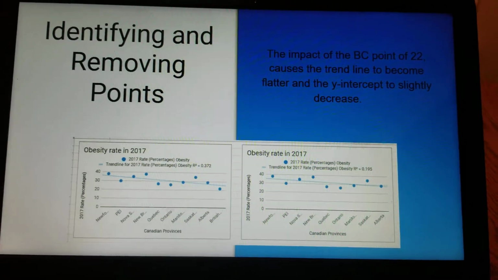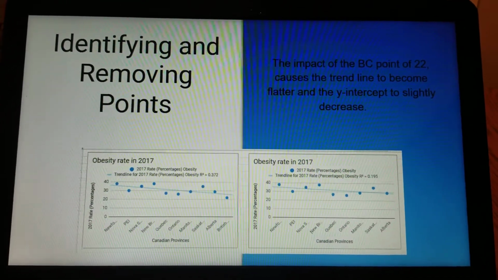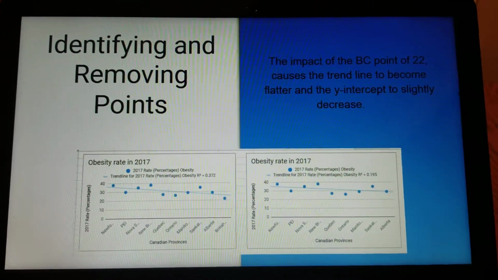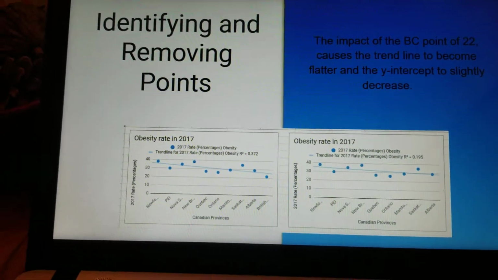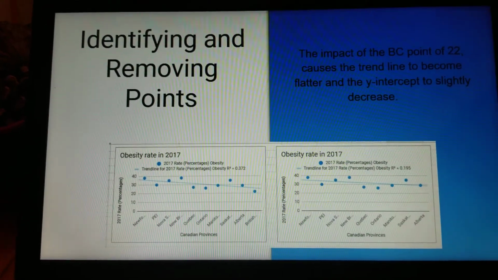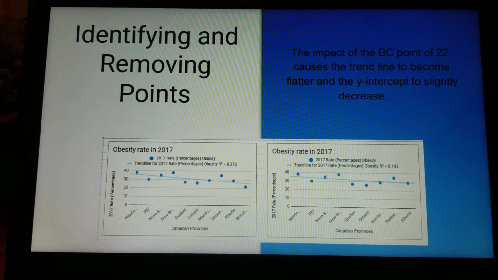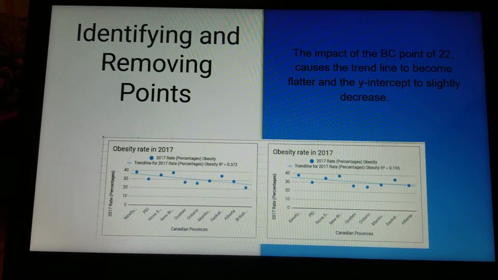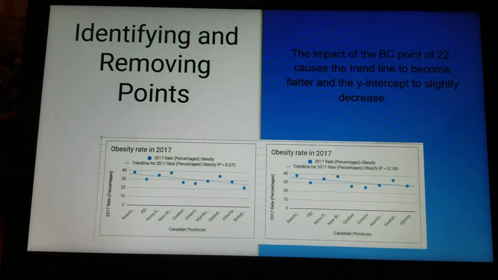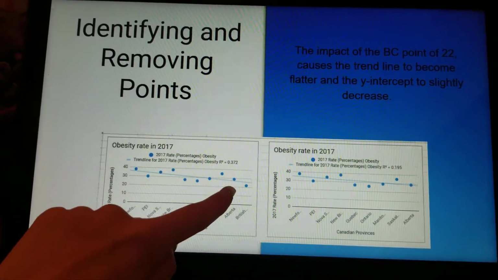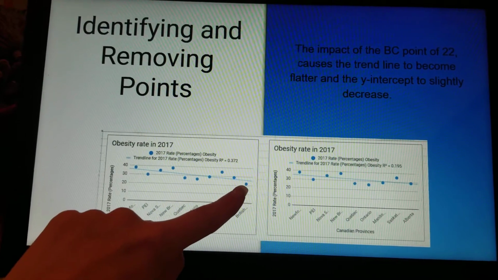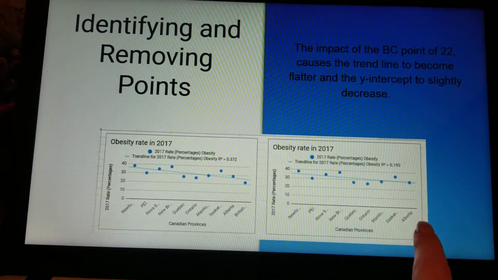So identifying and removing points. For this, I removed points which were the outliers, that were the farthest from the average of the data set. So for obesity, the impact of the BC 0.22 causes the trend line to become flatter and the y-intercept to slightly decrease. So we can see here that the trend line is a little bit lower than the one over here.